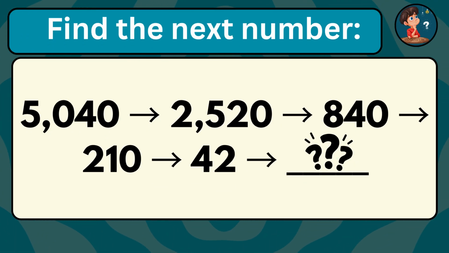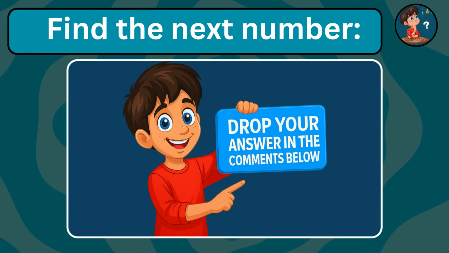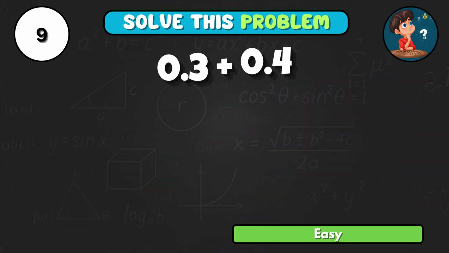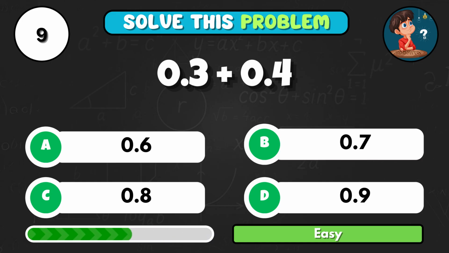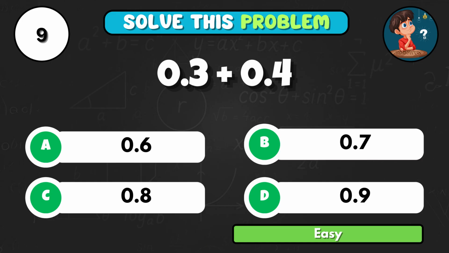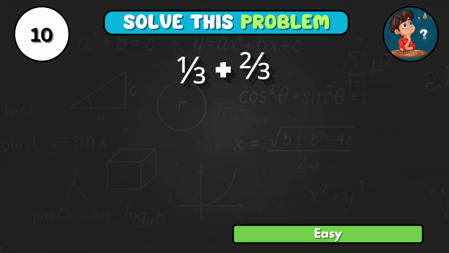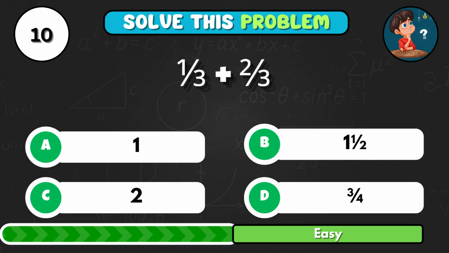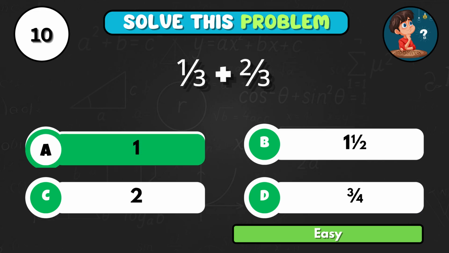What comes next in the sequence? 0.3 plus 0.4 equals... Option B is correct. That comes to 0.7. 1/3 together with 2/3 makes... Option A is right. You get exactly 1.